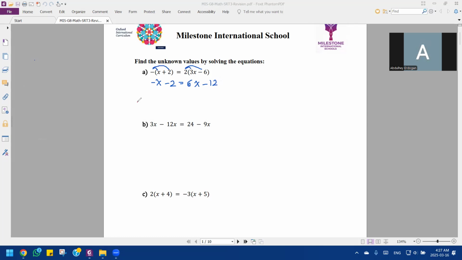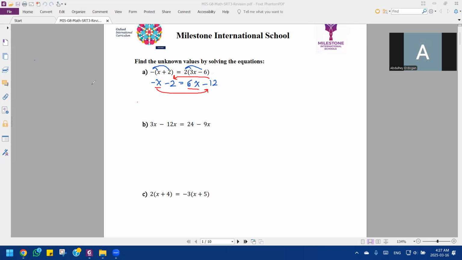So now we need to put the variables on one side, the numbers on the other side. So I should look at the variables. I have here 6x, and here I have 1x. So let's try to take the smaller one to the bigger one. So I will take minus x to the right side. So I will keep the variables on the right. So I have to take minus 12 to the left. So I keep the numbers on the left side.